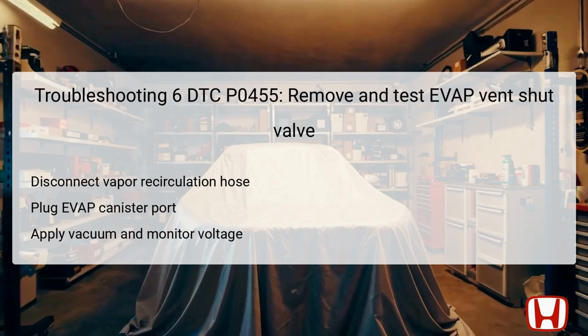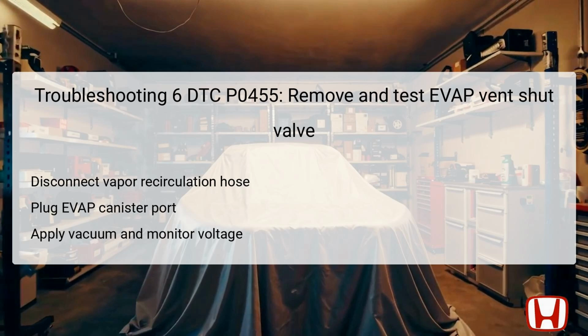This step involves isolating the EVAP vent shut valve, which controls venting of vapors from the canister. The vapor recirculation hose is disconnected, and the canister port is plugged to prevent loss of vapors during testing. Applying vacuum to the system with the engine in on mode allows for testing the valve's operation.